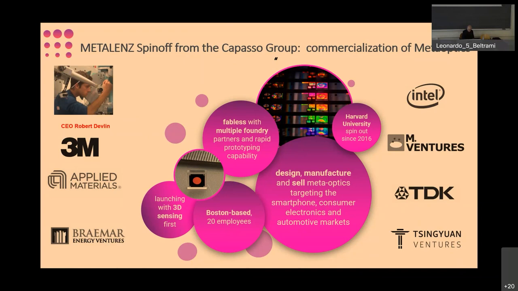We fired the former CEO. The new CEO is now my former graduate student. The company has taken off. The investors are Intel, and this is no coincidence. Applied Materials, the main maker of equipment for chips, 3M, and so forth.